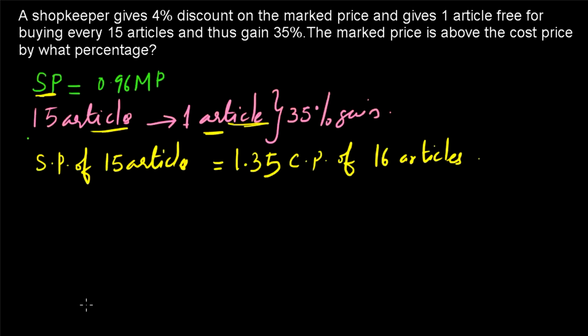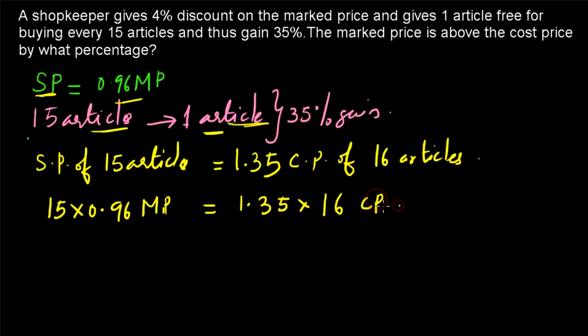Now we can easily write down the formula. What is the selling price of one article? 0.96 MP, where MP is the marked price. So for 15 articles it will be equal to 15 into 0.96 MP, and this is equal to 1.35 into the cost price of 16 articles. We don't know it, so let us write it as 16 CP, where CP represents the cost price of one article. By solving this, we can easily find out the relationship between the marked price and the cost price.